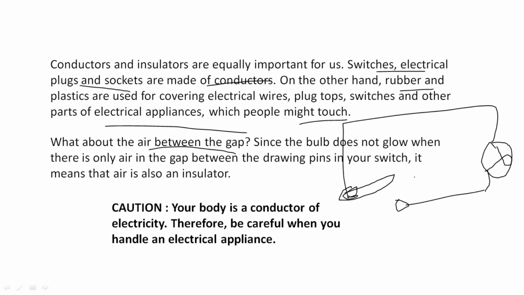So bulb is not glowing means electricity is not flowing. Bulb glowing means electricity is flowing. So air is an insulator. Since the bulb does not glow when there is only air in the gap between the drawing pins in your switch, it means that air is also an insulator. Okay, so air is an insulator.